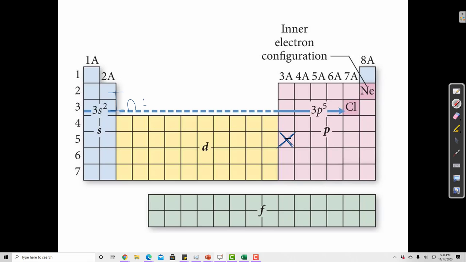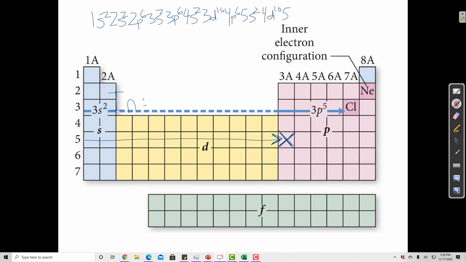So let's do both. Let's do the long version and the shortcut version. In the long version, I'm going to go to the fifth row and I'm ending right here, which is 5p1. So we'll do 1s2, 2s2, 2p6, 3s2, 3p6, 4s2, 3d10, 4p6, 5s2, 4d10, 5p1. This one right here, 5p1. I'm in the fifth row. This is the p block, 5p1. So here's indium in the long form.